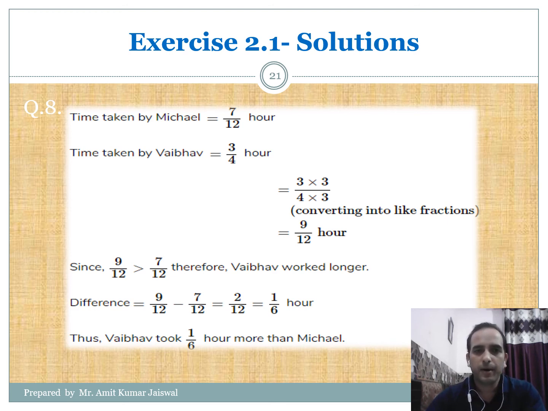And we compare it. So 9 upon 12 is larger than 7 upon 12, therefore Vaibhav worked longer, and the difference of both the fractions we have got is 2 upon 12, that is 1 upon 6 hour. So Vaibhav took 1 upon 6 hour more than Michelle. So this is what we understand from this question number 8.